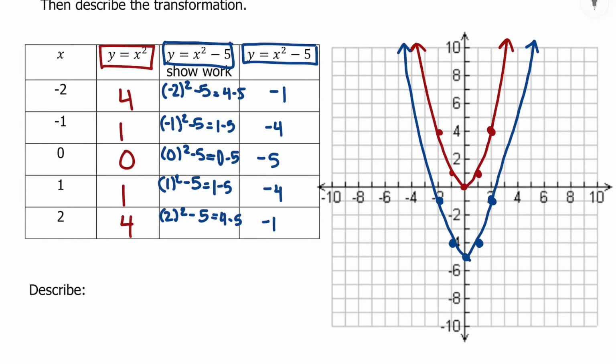And then we're going to describe the change. So looking at our points, they're all going downward. And they all go down 1, 2, 3, 4, 5. So let's just make sure for all of them. 1, 2, 3, 4, 5. Yeah, they're all doing that. 1, 2, 3, 4, 5. So they're all going down 5.